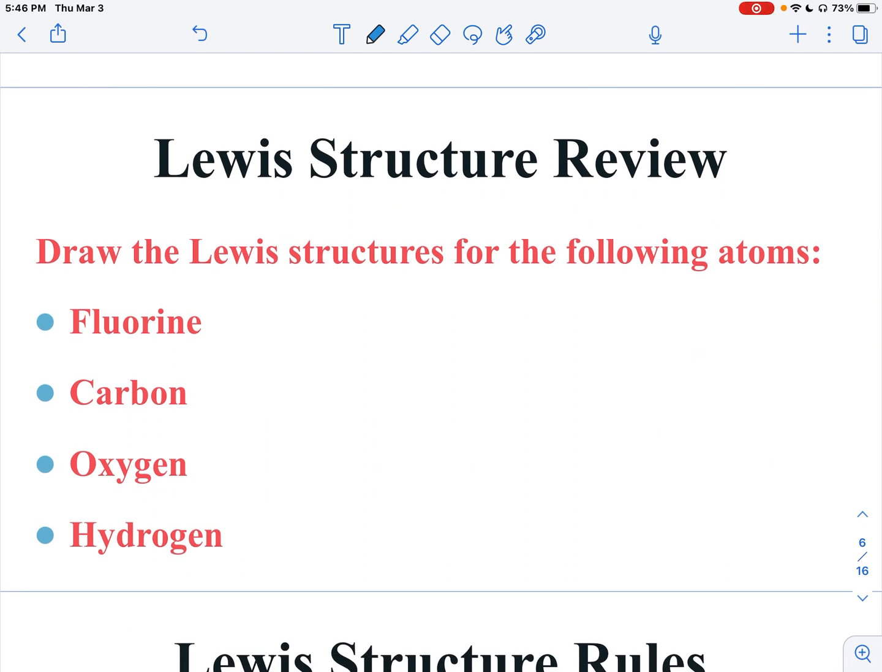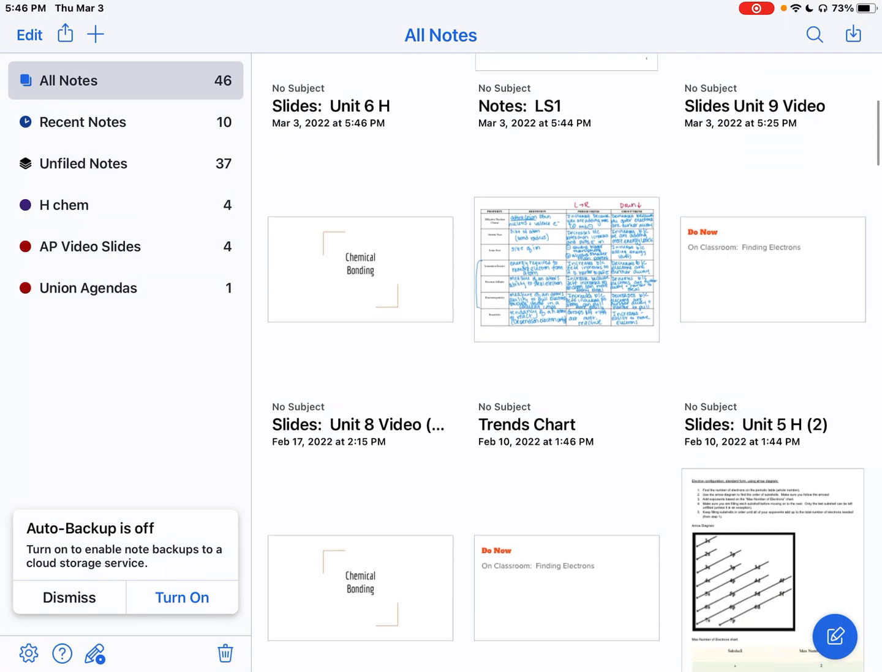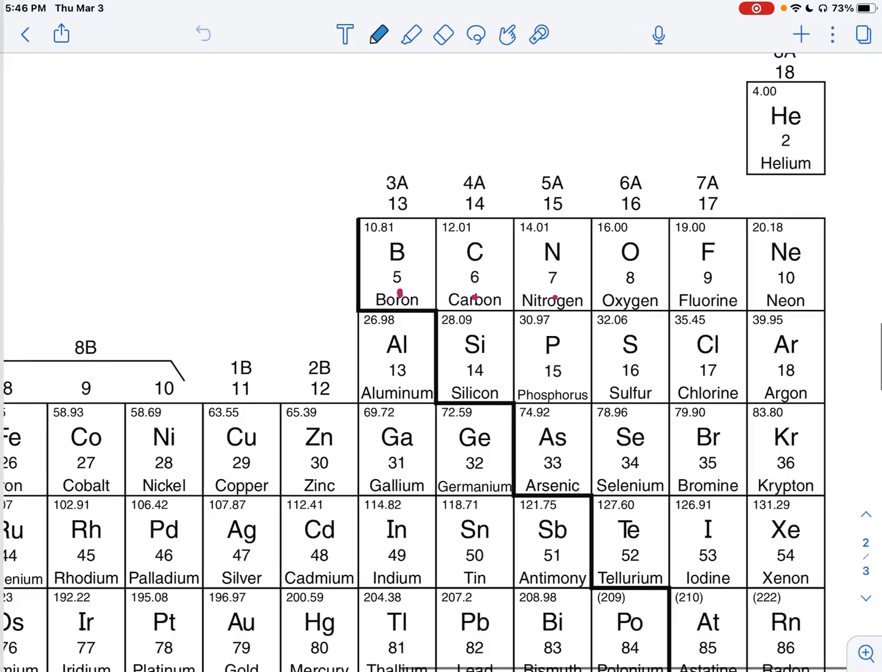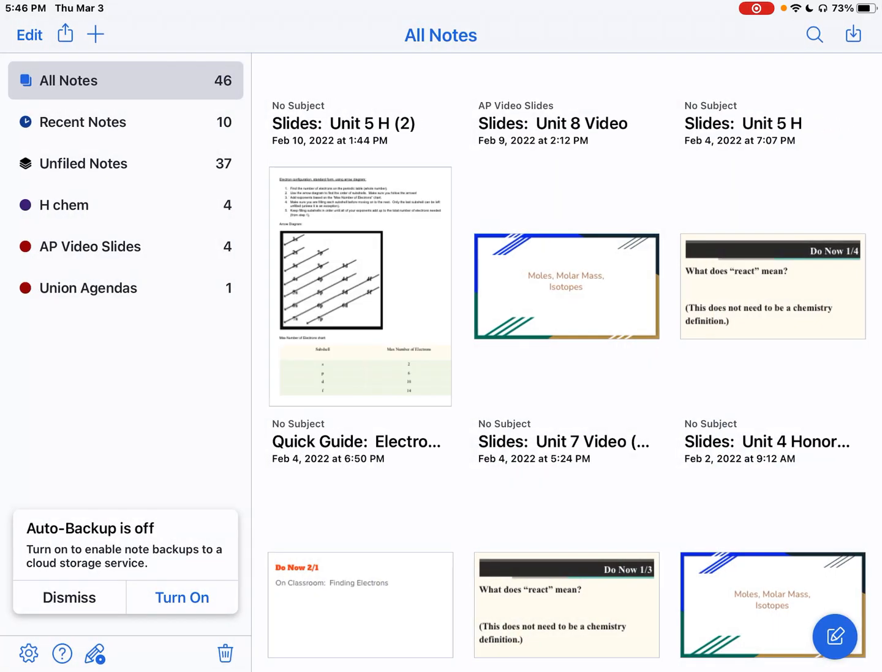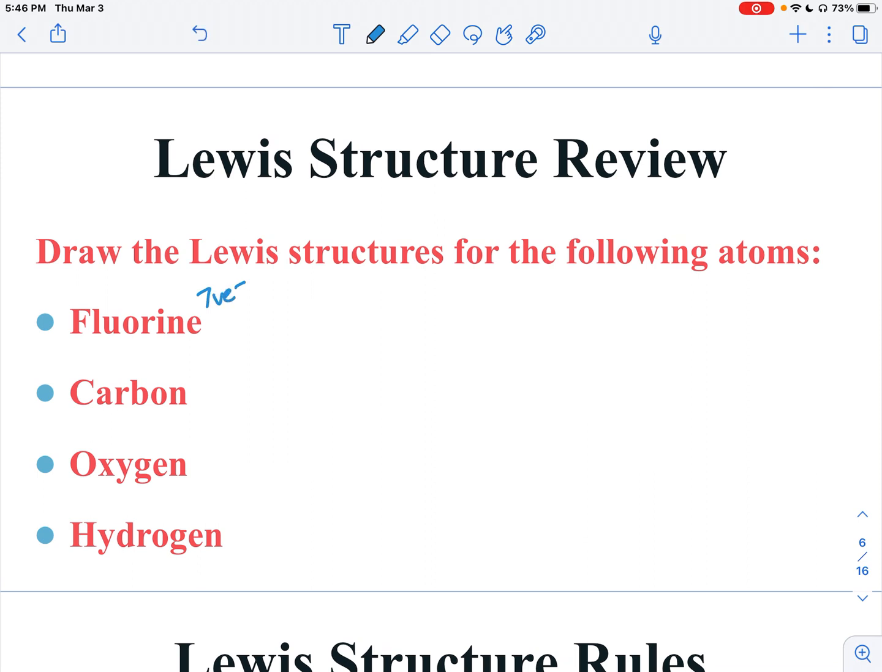Before we get to Lewis structures of molecules, I want to review Lewis structures of atoms. When we did this, it was a very long time ago. We looked up the valence electrons for each element. So on our periodic table, we look up the element and see how many valence electrons. Fluorine is in group 7A, so it gets 7 valence electrons.